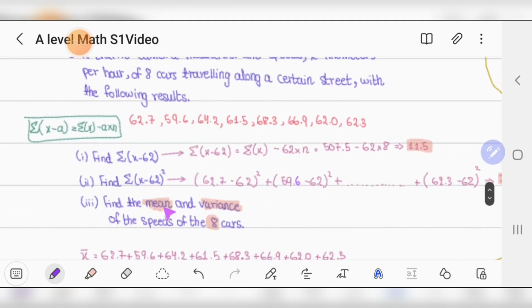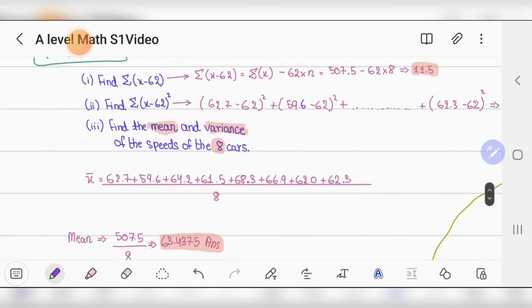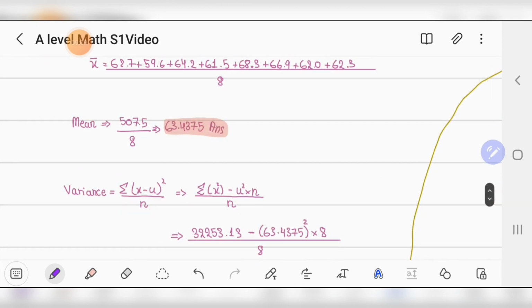We already know how to find the mean. You just add all of them, take it out and divide by 8. And as for the variance, you're going to use the formula as I've previously told you.